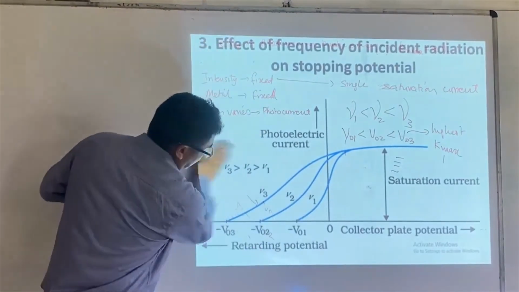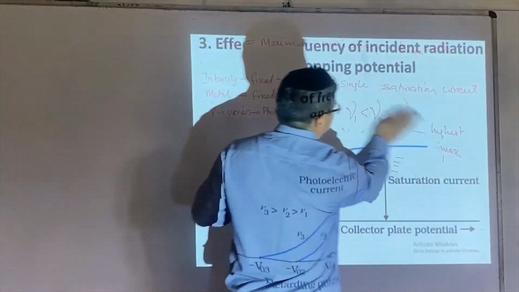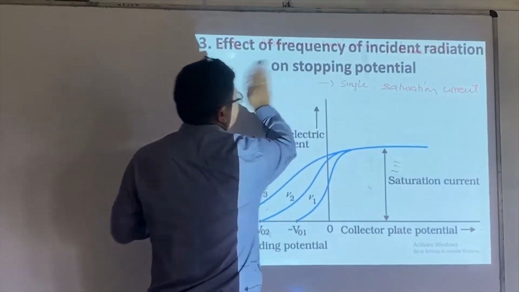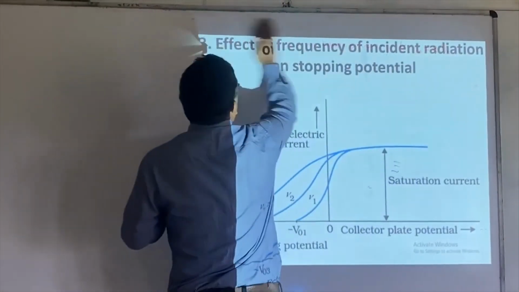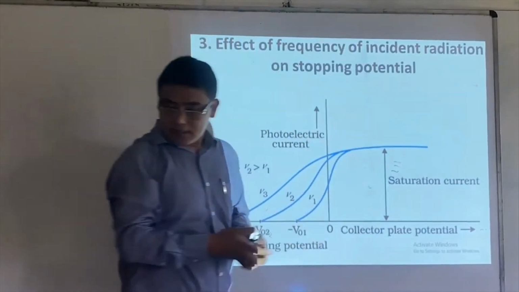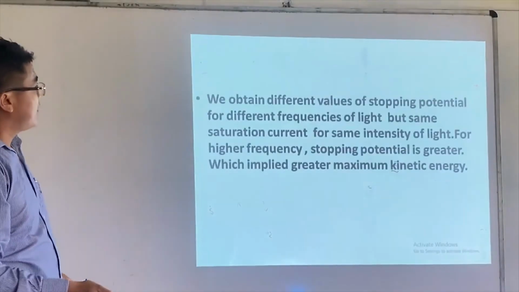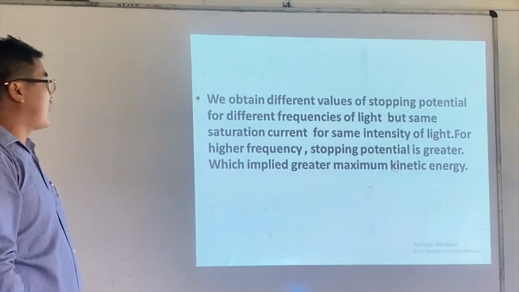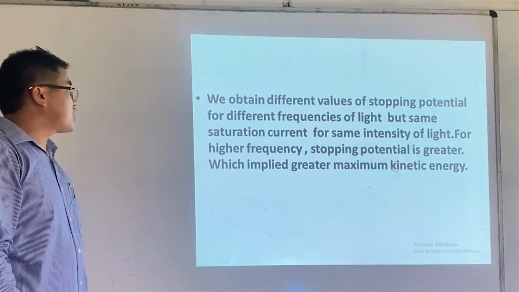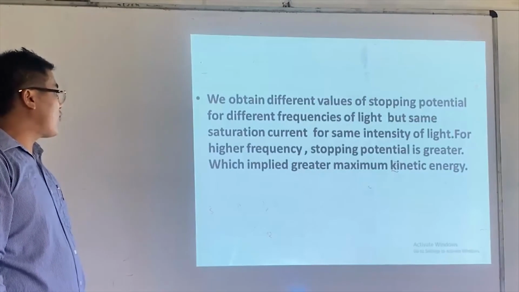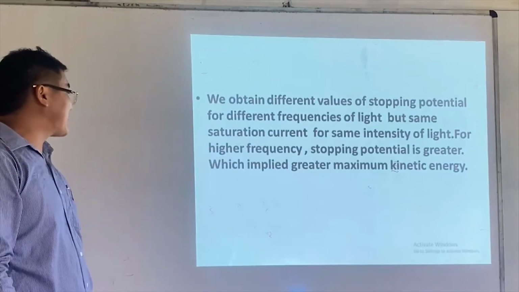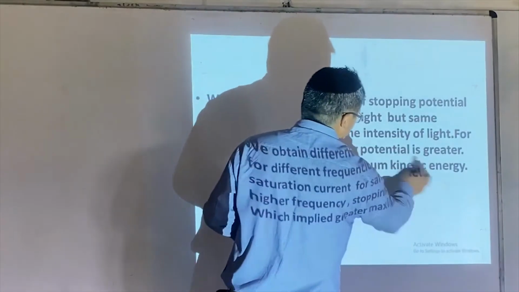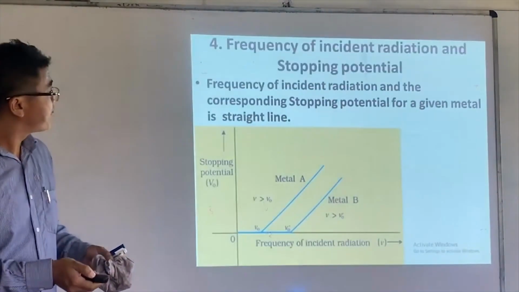Now, we obtain a different value of stopping potential for a different frequency of light, but the same saturation current for the same intensity of light. For higher frequency, stopping potential is greater, which implies greater maximum kinetic energy. This is what I told you, right? This is a very important sentence.